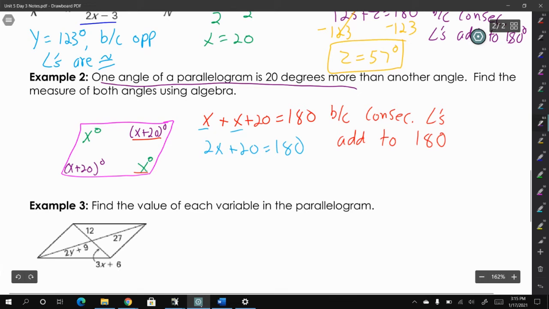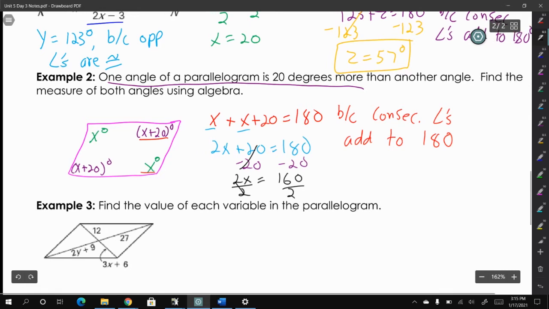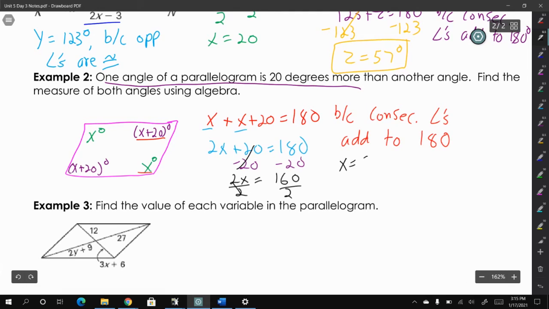And then subtract 20 from both sides. 2x equals 160. Divide by 2. X is equal to 80. Well, the problem says find the measure of both angles. So these two angles are 80, which would make the other angles, my purple ones, 80 plus 20, or 100.